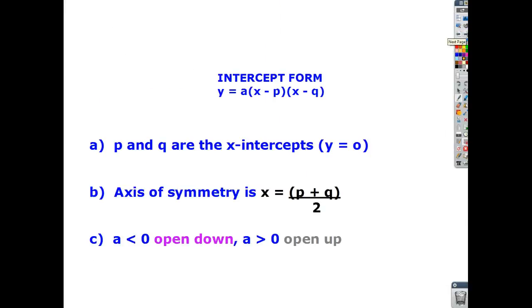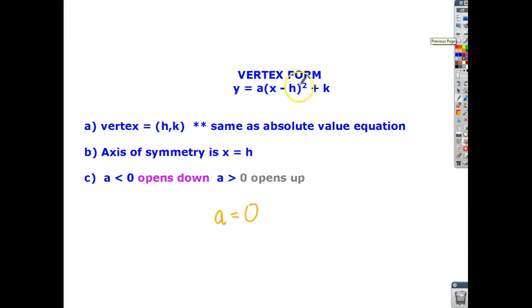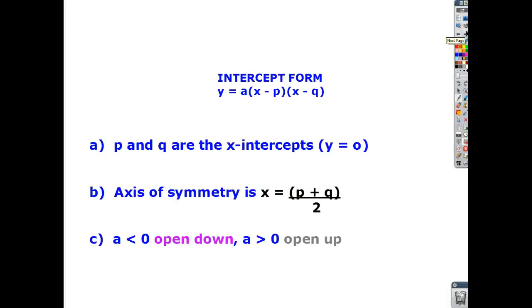Now intercept form. Intercept form is when we have something that's a little bit more factored. Same idea: we've got y is equal to a, and then we have the factors here. In this case, because it's factored form, we're going to find p and q. p and q are going to end up being my vertex, because if I plug in p here, p minus p will make the whole thing go to 0. Oh, I'm sorry, I'm getting ahead of myself. p and q are the x-intercepts.